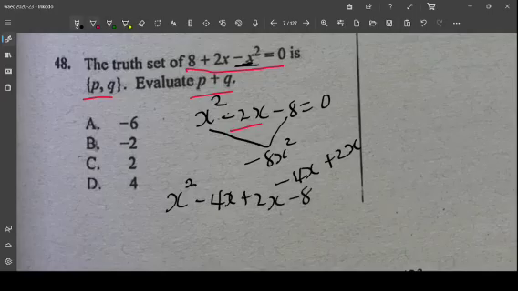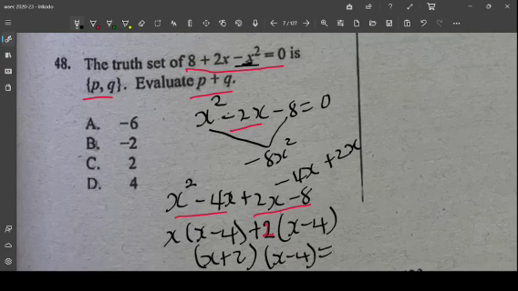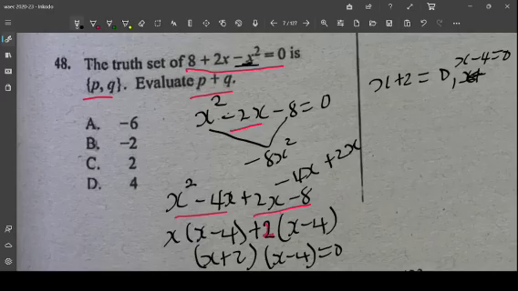When I factorize the first side, I bring out x into x minus 4. Then I factorize the second side, bringing out what is common, which is 2, into x minus 4. That gives me x plus 2 times x minus 4 is equal to 0. So x plus 2 is equal to 0, or x minus 4 is equal to 0. It means that x is equal to minus 2 or x is equal to 4.